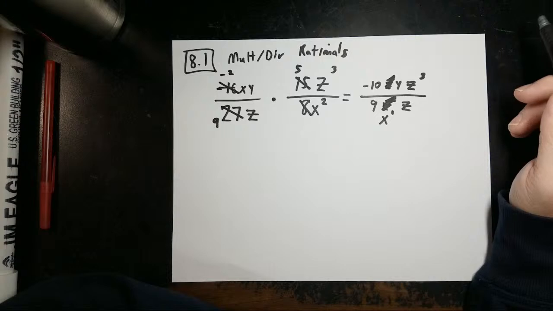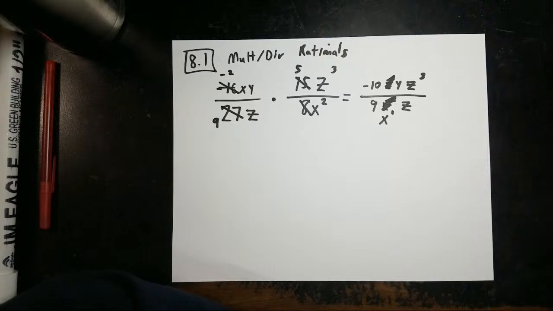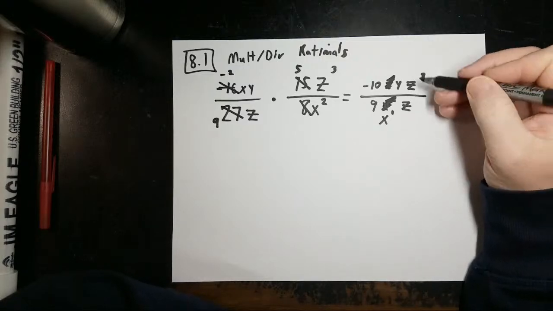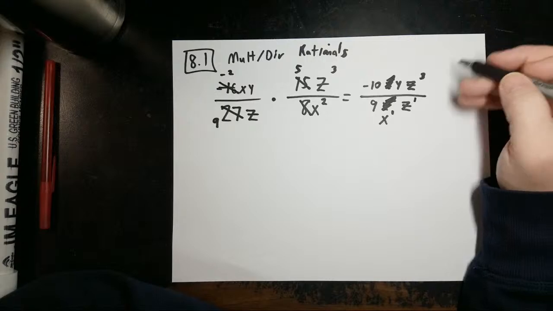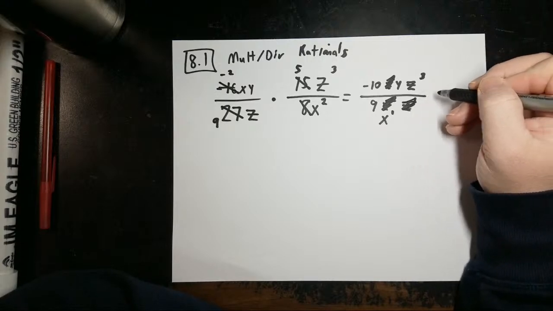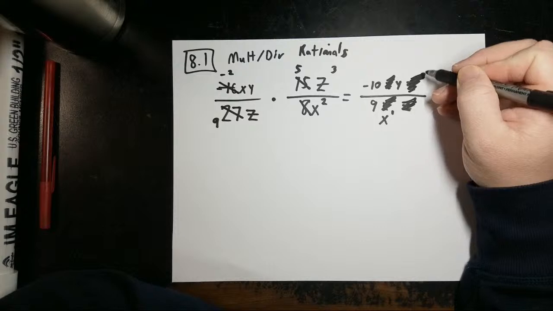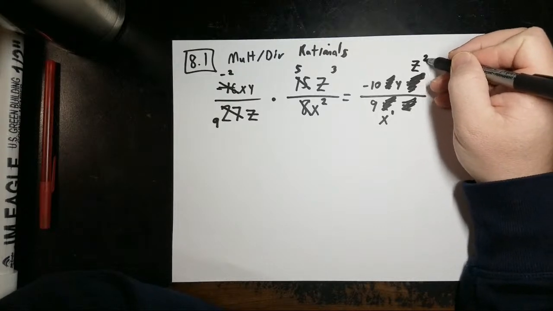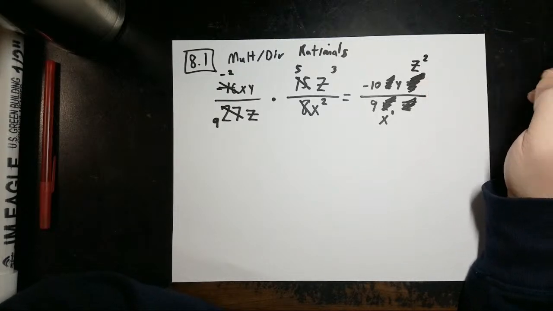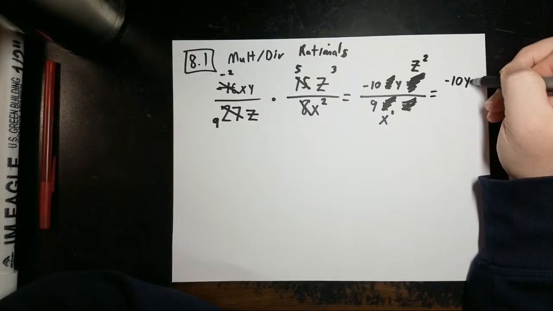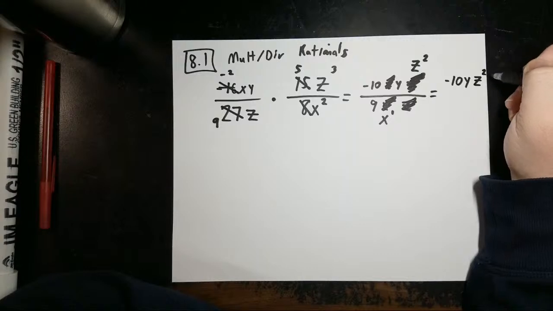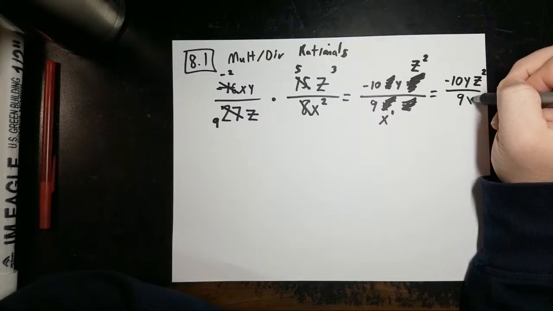You can also look at the z's. If you look at the z's, there's the z cubed on top. That's z times z times z. And there's a z to the first on bottom. The z to the first on bottom will cancel out one of the z's on top, leaving 2 of them. The resulting answer, negative 10y z squared now, over 9x.